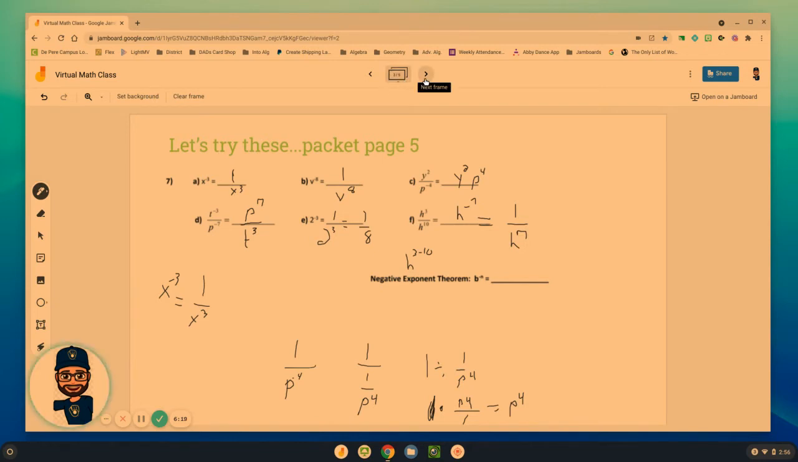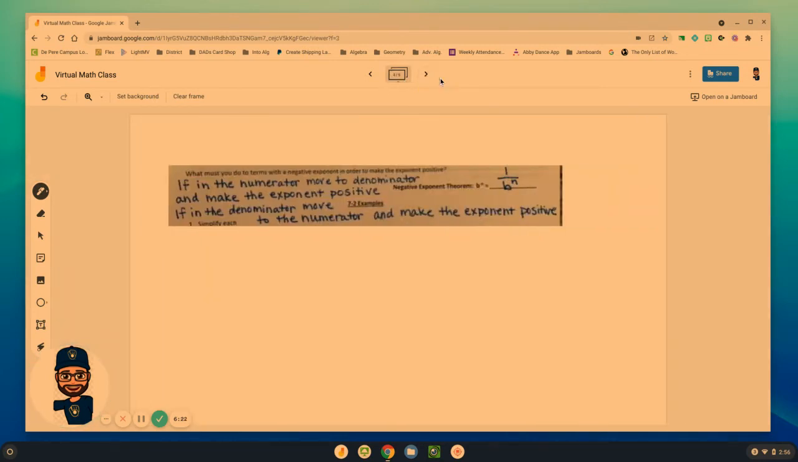Okay, so here's the basic rule and idea. If we have a negative exponent in the numerator, we move it to the denominator and make the exponent positive. So if I have some base b raised to the negative n, we turn it into 1 over b to the positive n. But if it already started in the denominator, b to the negative n down here, we make it positive by moving it to the numerator.